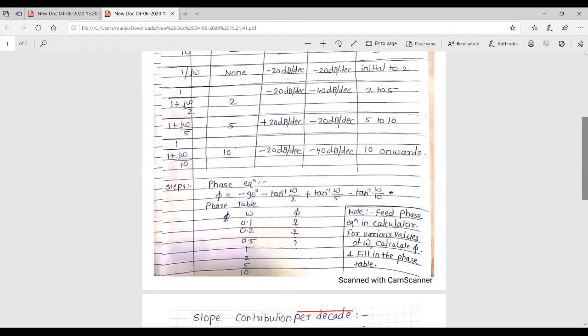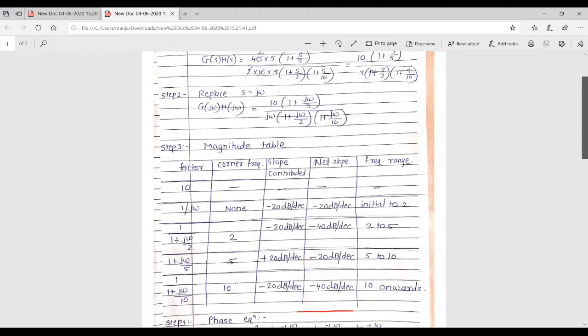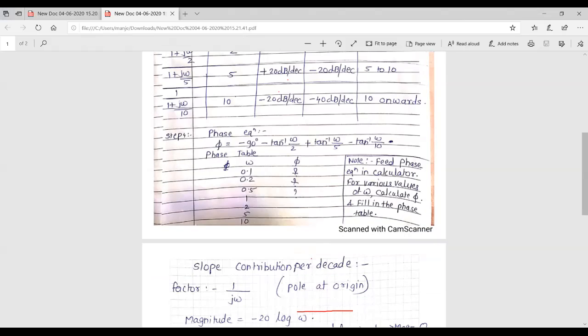Okay. And then here we can see this factor will contribute plus tan inverse of omega by 5, because this factor is in the numerator. Now for these two factors, both are negative: minus tan inverse of omega by 2, minus tan inverse of omega by 10. So by adding all of that, you can write the phase equation as minus 90 minus tan inverse of omega by 2 plus tan inverse of omega by 5 minus tan inverse of omega by 10. Here you need to take care of the signs because people might make mistakes in that.